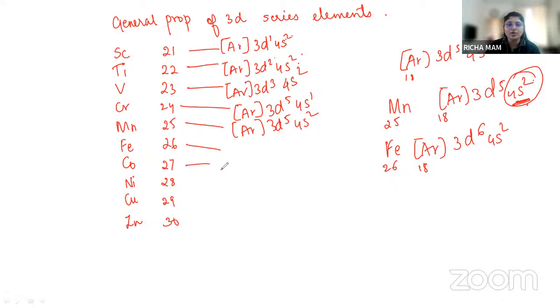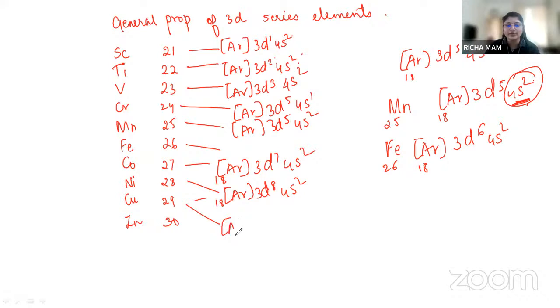Then cobalt. Cobalt is 27. So argon 18, then 3d7 and 4s2. Then nickel. You write for nickel: argon 18, 3d8 and 4s2. Then copper. Now you tell me for copper.